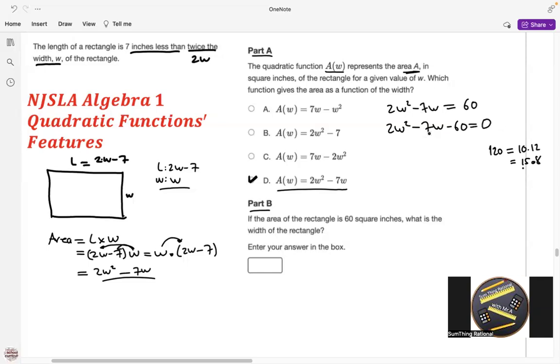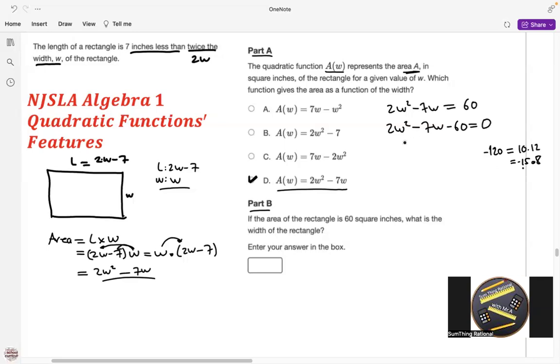You can separate negative 7W as 15 and 8 since you get minus 120 by multiplying 2 and negative 60. So you can separate this. Negative 15 and positive 8, okay?